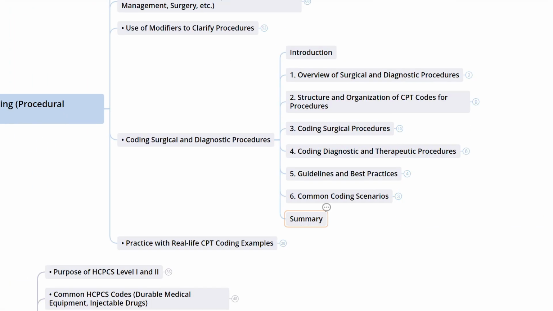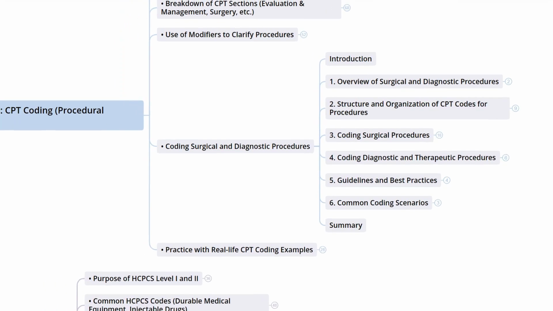In summary, accurate coding of surgical and diagnostic procedures requires understanding CPT code structure, precise documentation, and adherence to guidelines. Mastering these principles ensures appropriate reimbursement, compliance, and optimal working relationship with payers and providers.